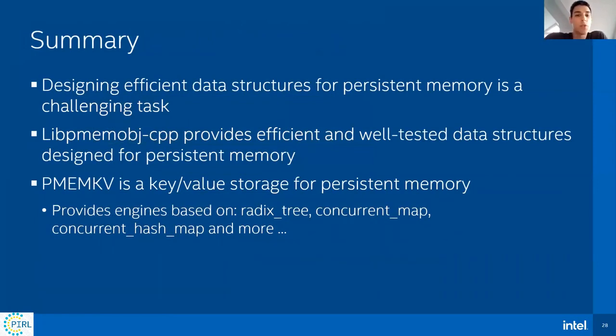And we got to the end of this presentation. And to sum it all up, designing efficient data structures for persistent memory is quite a difficult task. However, you don't have to do it all by yourself. You can use libpmemobj-cpp containers, which are already well tested and optimized for persistent memory. You can also use most of those data structures, especially radix tree, concurrent map and concurrent hash map, through pmemkv, which is a key value storage. And you can also use that through bindings to Java, Python, or Node.js.